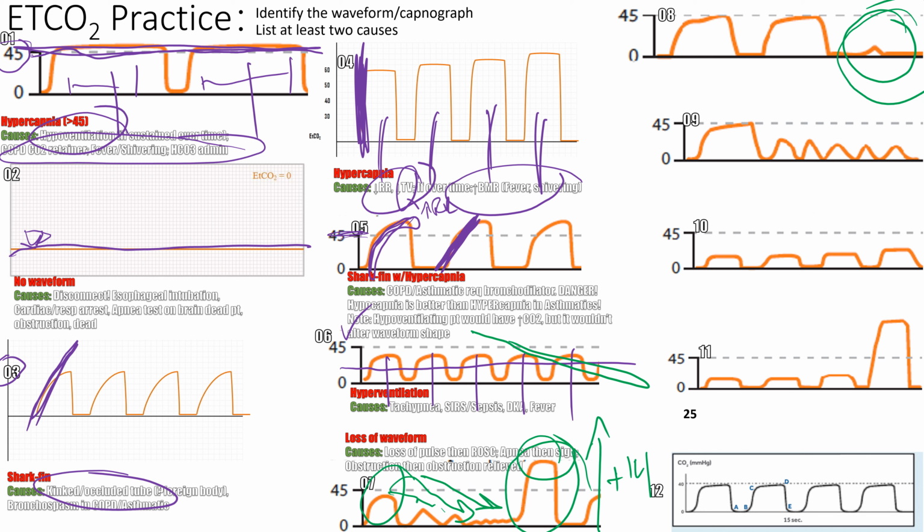Why is it? What happened? Did it just all of a sudden bite on the tube? Maybe. The next waveforms might be shark fin. But here, we want to check to make sure they're still connected to the ventilator, right? Make sure they didn't get a huge mucus plug.